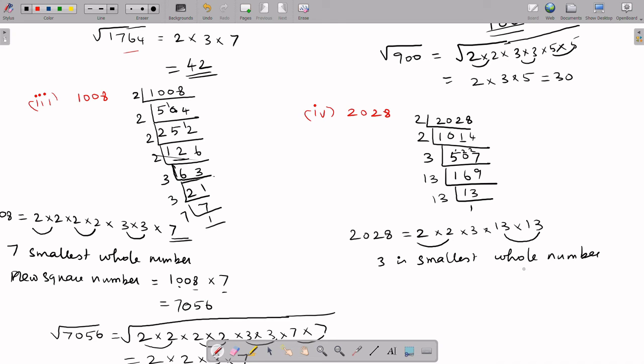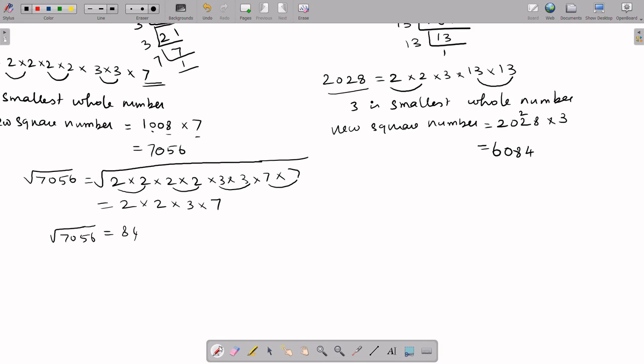And next we have to write the new square number. We have to write it, isn't it? So new perfect square number is equal to, you have to multiply this with 3. Okay, so 2028 is multiplied by 3, which is equal to, here you have 8 3s are 24, remaining 2, and 2 3s are 6, 6 plus 2 is 8, and here you have 3 into 0 is 0, and 2 into 3 is 6. 6084. Okay, so 6084 is the new square number.